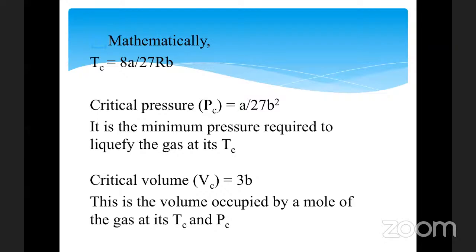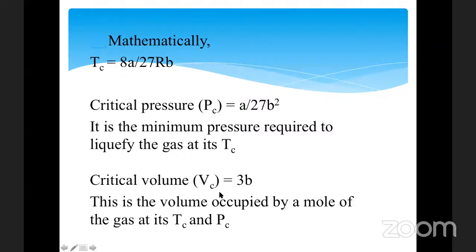Now, critical pressure. It is the minimum pressure required to liquefy the gas at its critical temperature. The symbol for critical pressure is Pc, which is equal to a over 27b squared. No, a over 27b squared. a and b are the Van der Waals constants.